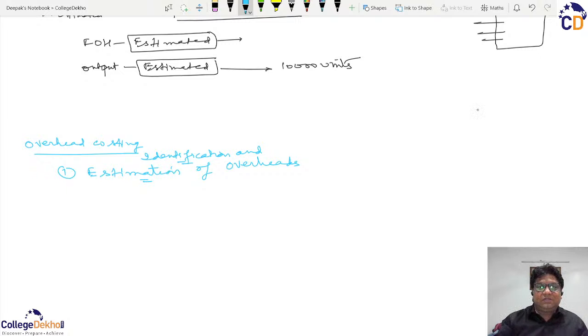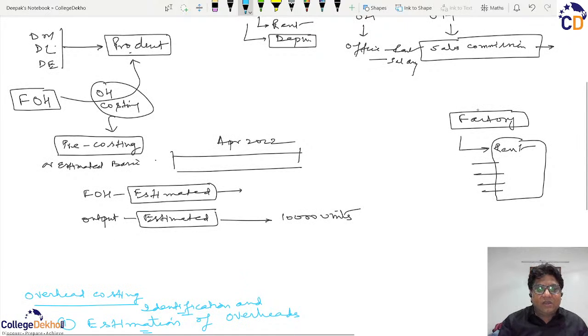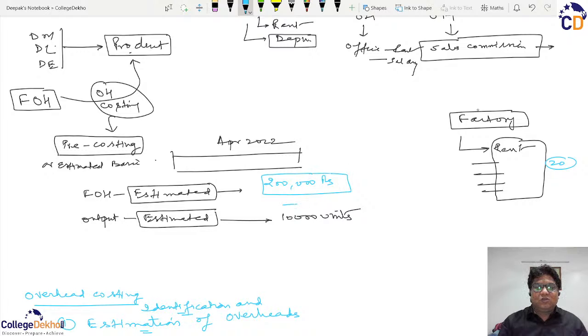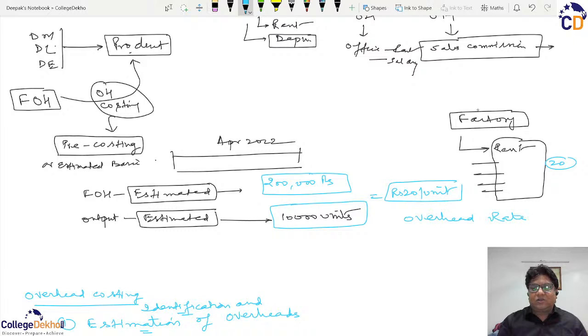Now, for example, in this case, if we said that our factory's estimated overheads, 1, 2, 3, around 20 overheads, and we estimated their amount, the figure is say 2 lakh rupees. So what we can say is that you are incurring 2 lakh rupees for 10,000 units, that comes out to be ₹20 per unit. So this is an overhead rate. That is, we presume that this is the overhead cost per unit. So when you calculate the prime cost, you add these factory overheads based on this rate.